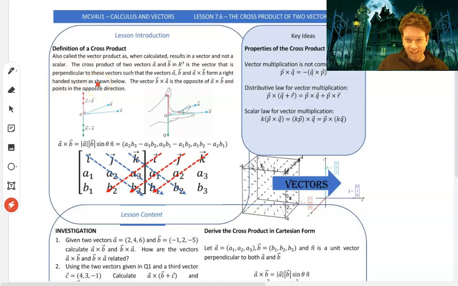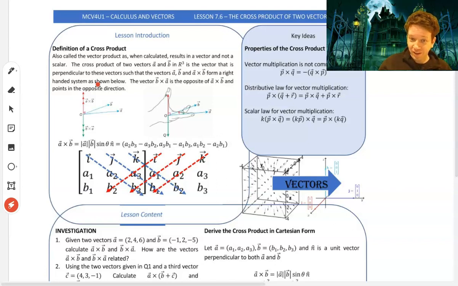All right, so today's lesson is 7.6, so we're going to be learning about the cross product of two vectors. Now, the cross product is also referred to as the vector product because in this case, when we find the product of these two vectors using the cross product, instead of getting a scalar like we did with the dot product, we get another vector.